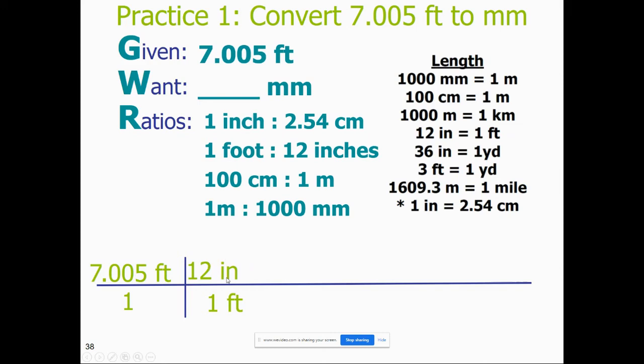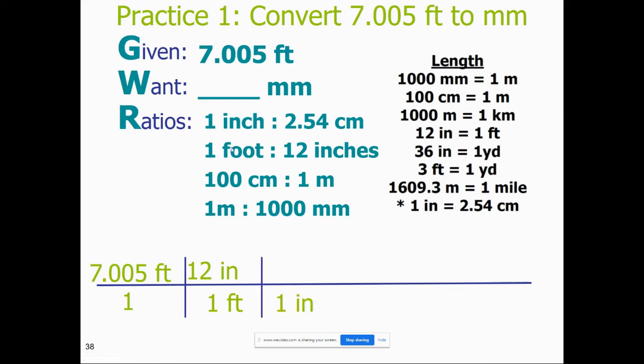Now we need to get rid of inches. What do we have that has inches? Here, 1 inch is equal to 2.54 centimeters. We want to use this one with inches as opposed to one of these, like 36 inches to a yard, because this gets us into the metric system. And we need to be in the metric system because millimeters is the metric system.